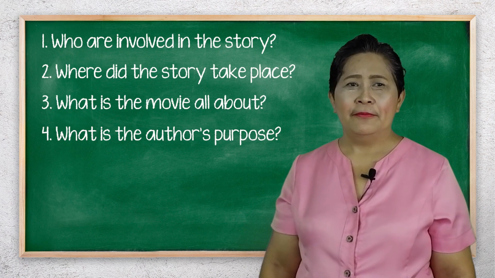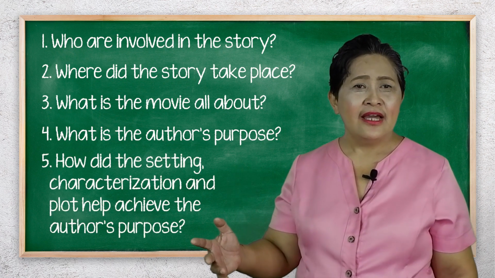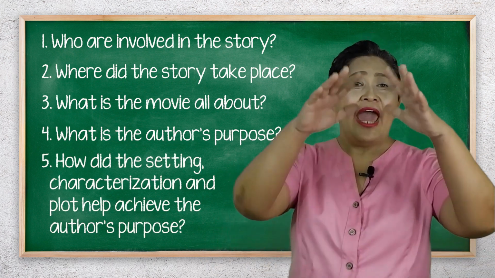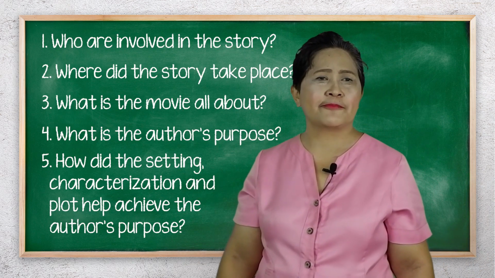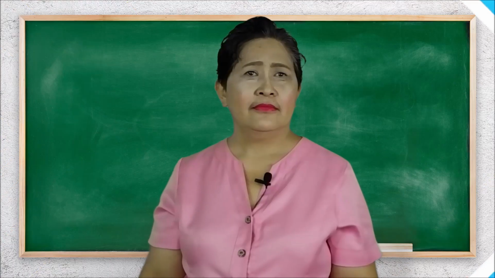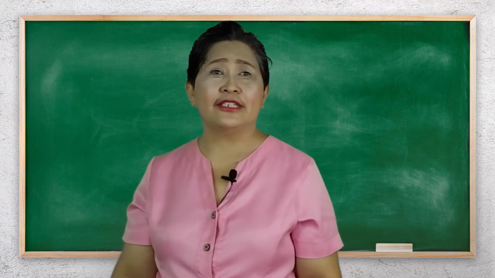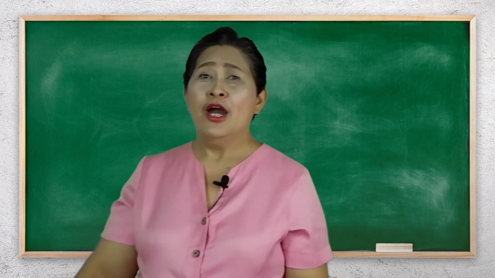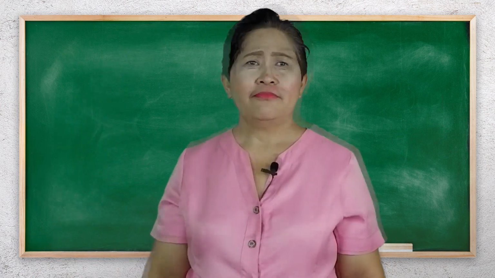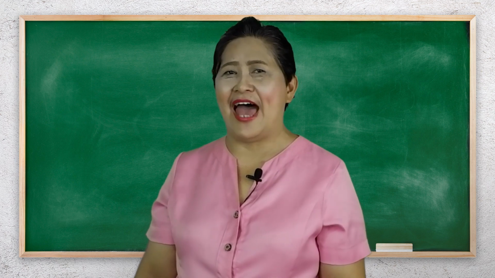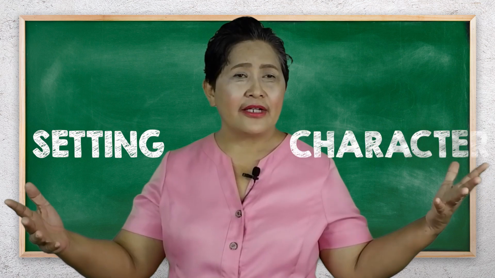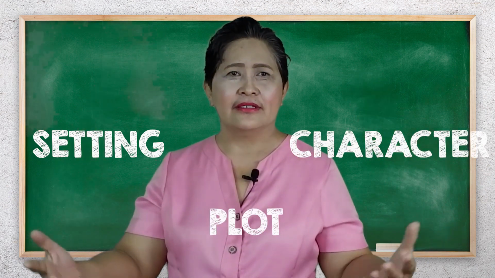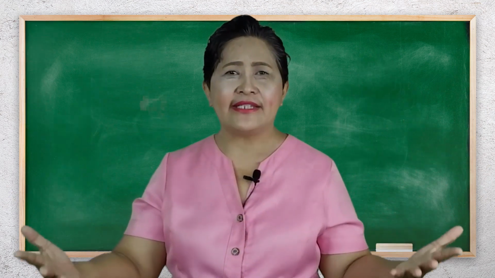Number 5, how did the setting, characterization, and the plot help achieve the author's purpose? Were you able to answer the questions correctly? Good job! The questions that you have just answered talked about the setting, character, and the plot. These are the basic elements of a story.